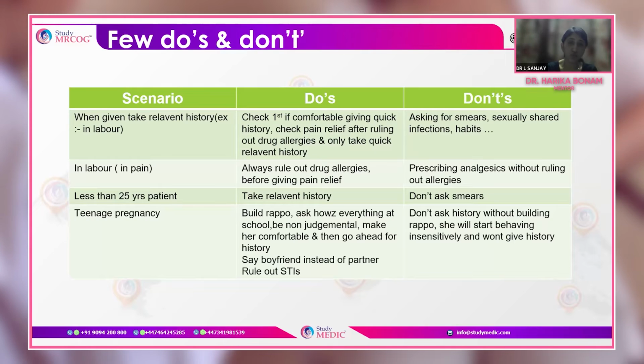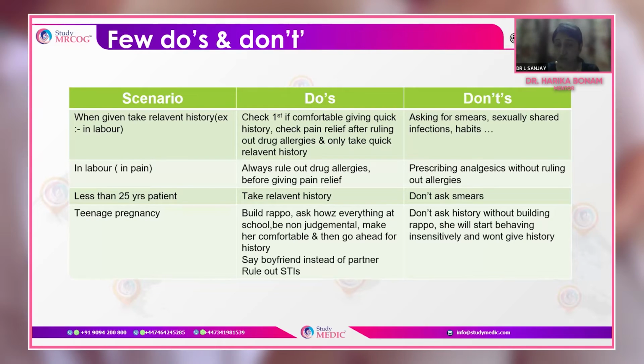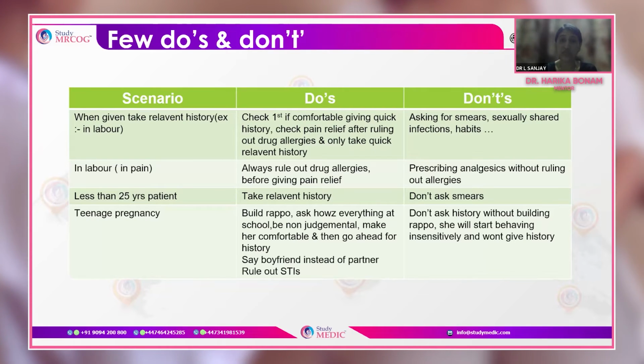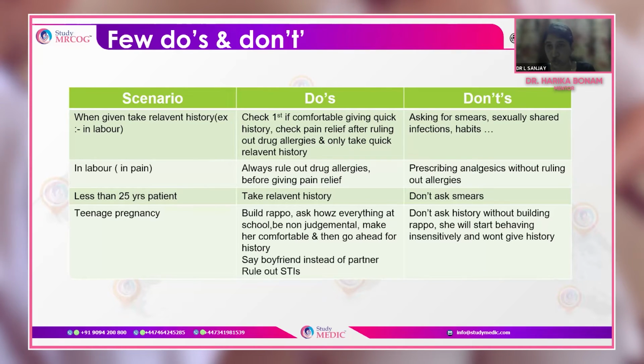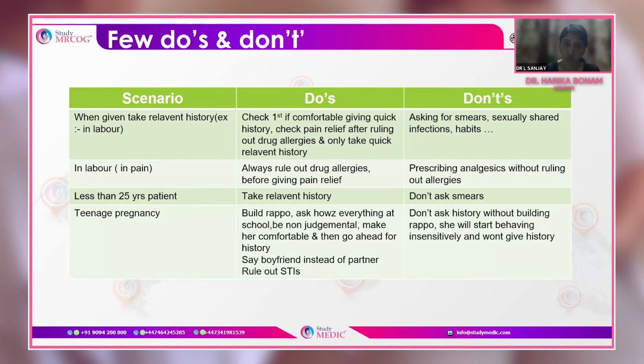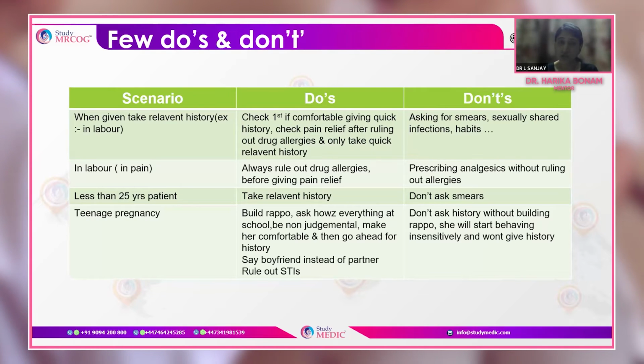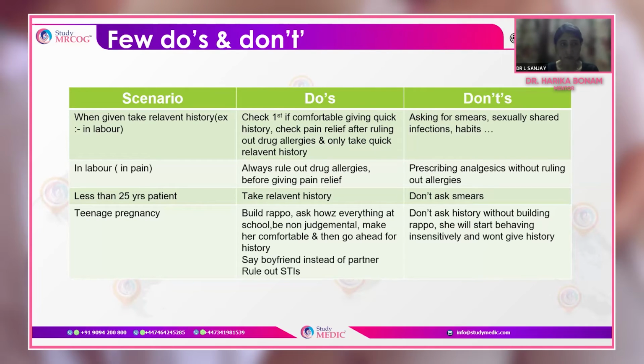Whatever is given to you in the candidate instructions, please do not again ask those questions, don't repeat. Only ask the relevant quick history for this person, whoever is in labor. Don't ask for smears. It will not actually be useful here. Don't ask for sexually shared infections or habits like she smokes or drinks alcohol. All these things, it will not be useful here. If it is a case of abruption, yes, it can be. So think about the relevance, and if it is really relevant, then you have to ask, if not, don't.